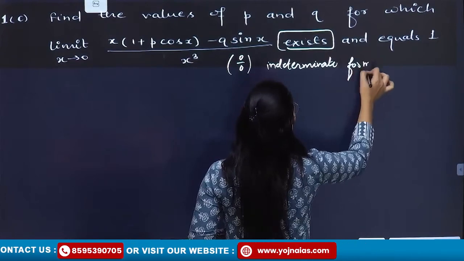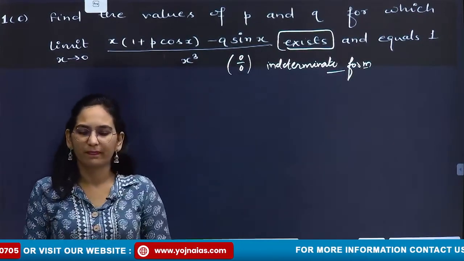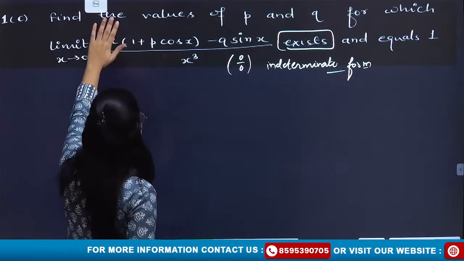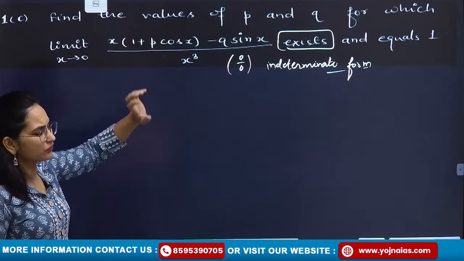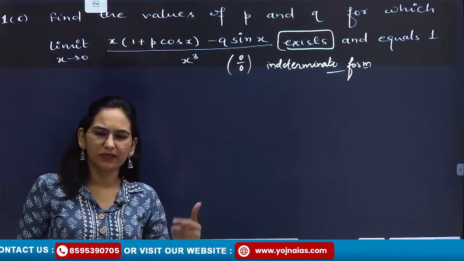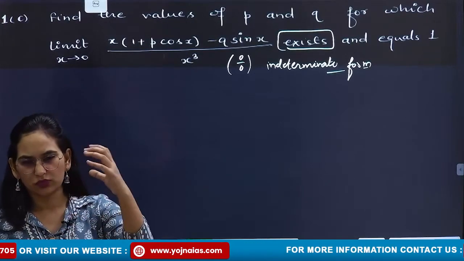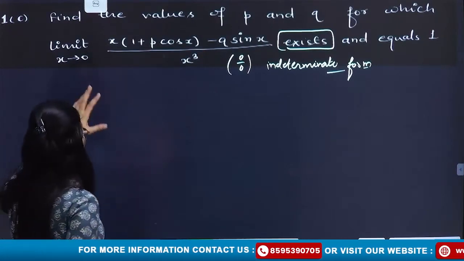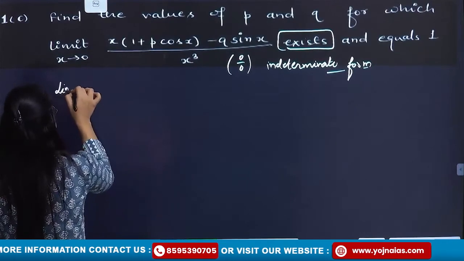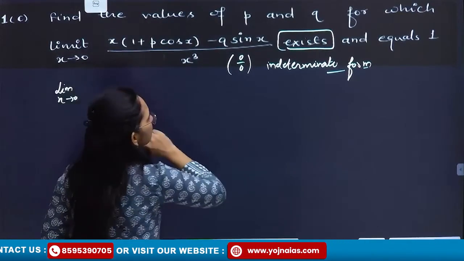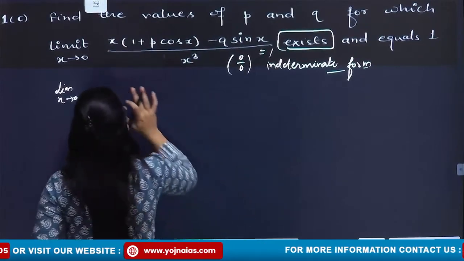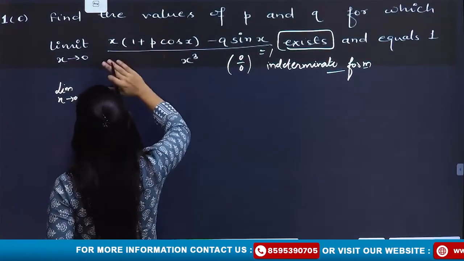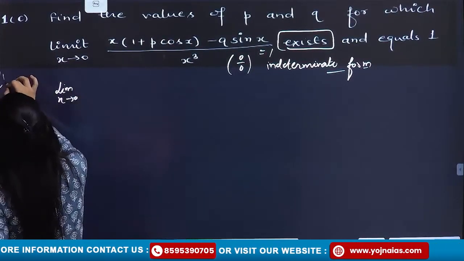What do we do for solving an indeterminate form? We usually apply L'Hopital's rule. What is that? It says that if your function is in an indeterminate form, that is 0 by 0 or infinity by infinity, then you take the derivative separately for the numerator and separately for the denominator. So we will apply that, since the limit exists and is equal to 1, and it is of the form 0 by 0.